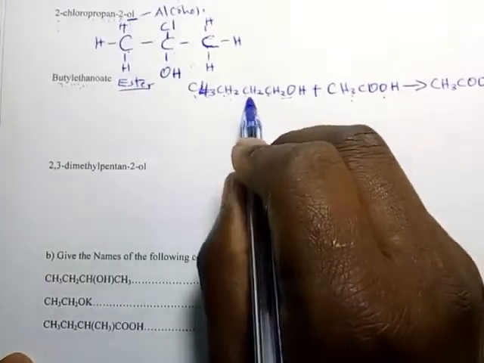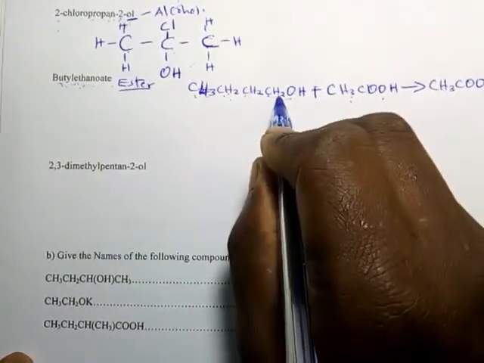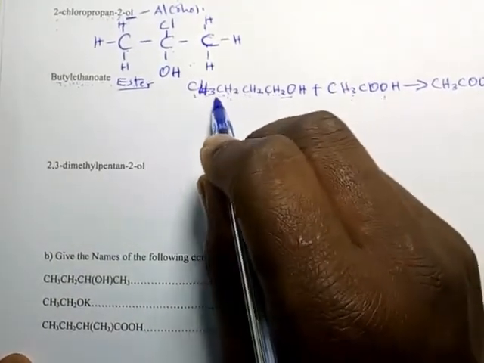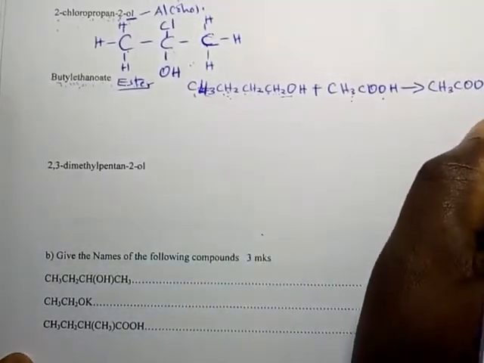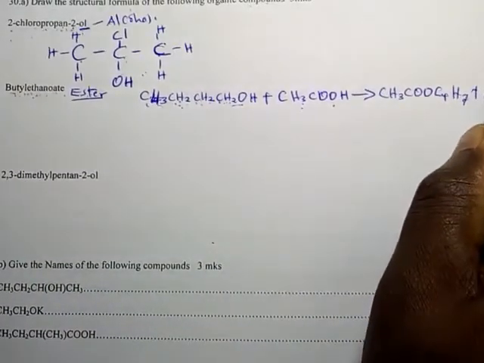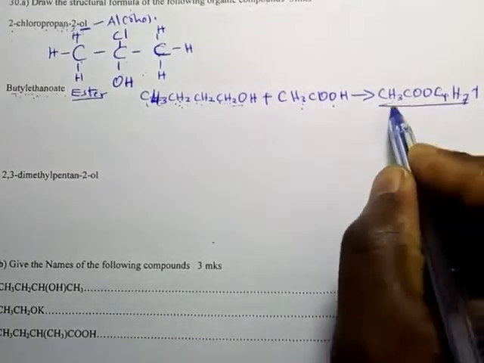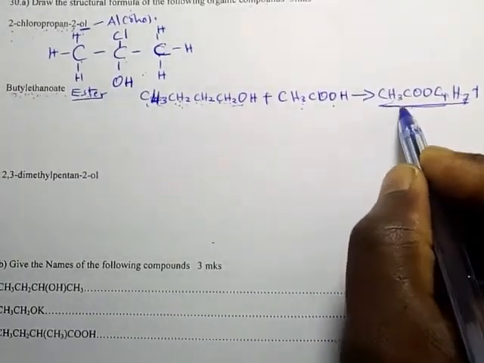This 1, 2, 3, 4, so I can say C4, and hydrogen 1, 2, 3, 4, 5, 6, 7, H7, and then plus water. That is the structure. So what we are asked to draw is this. This is what we call butyl ethanoate.